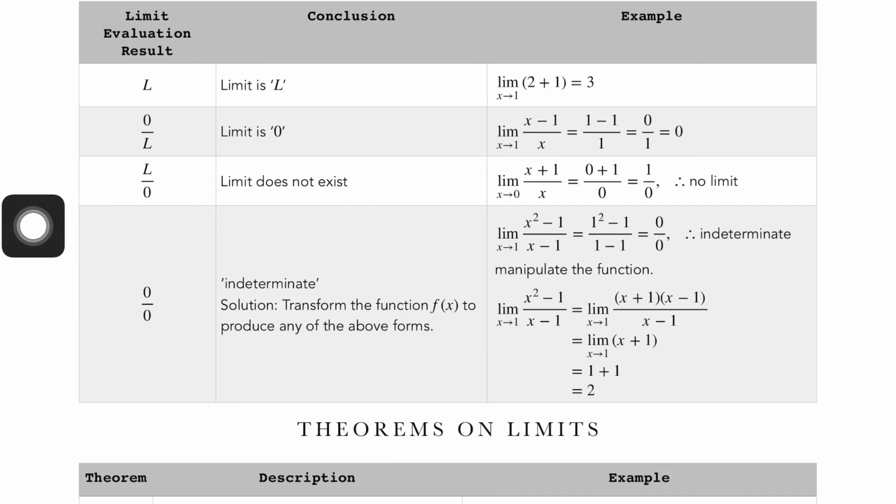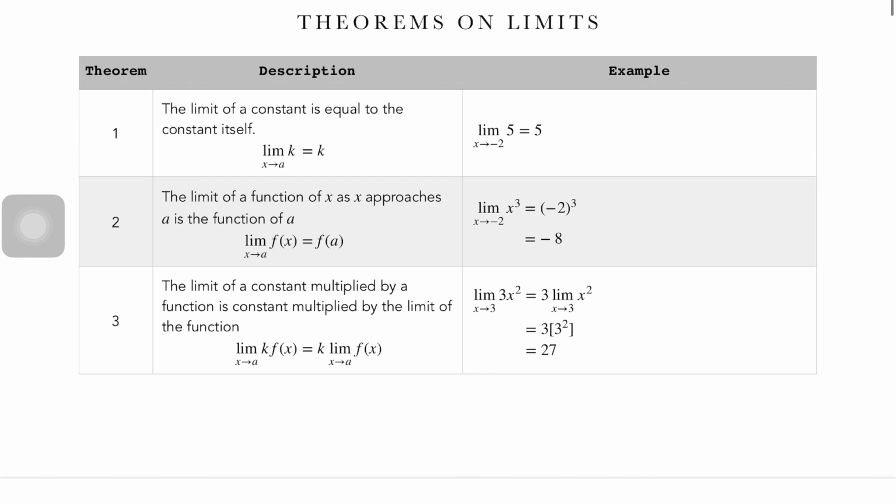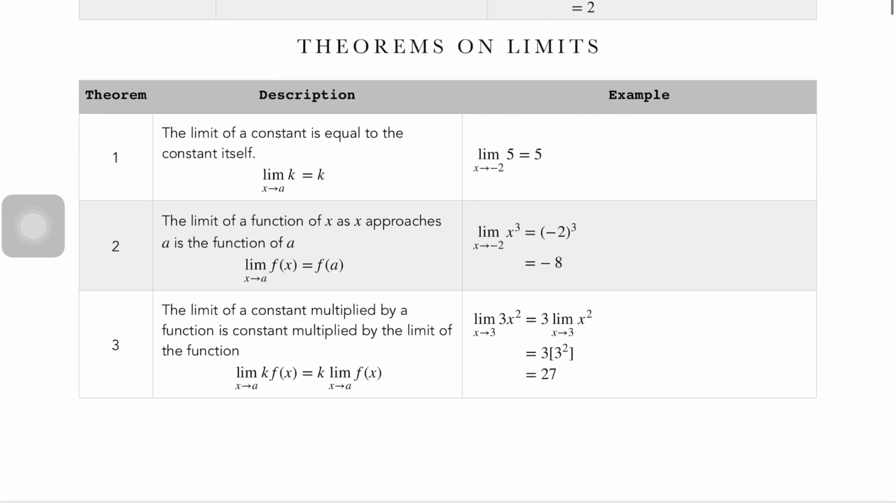Now let us discuss the theorems on limits. For the theorems on limits, we actually have 8 theorems here. Theorem number 1 is that the limit of a constant is equal to the constant itself. Whatever the value of a here, the limit of a constant is the constant. For example, the limit of 5 as x approaches negative 2 is still equal to 5.